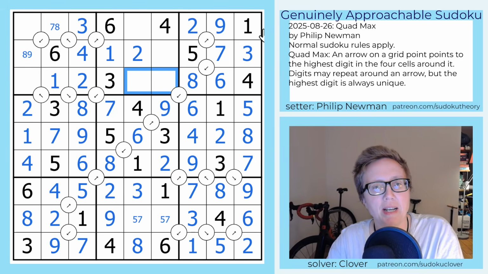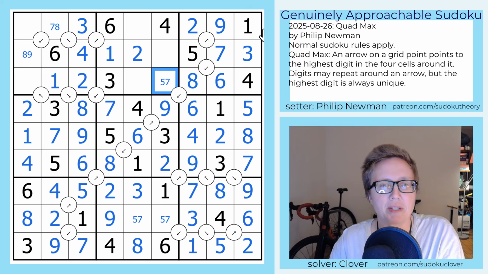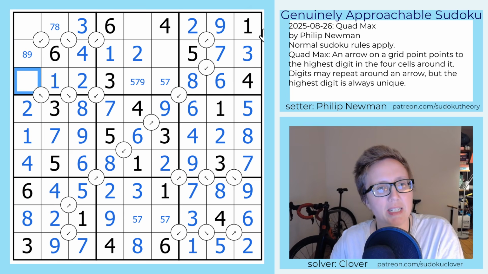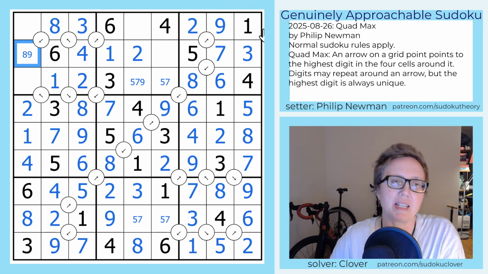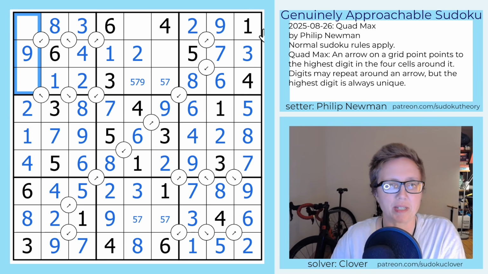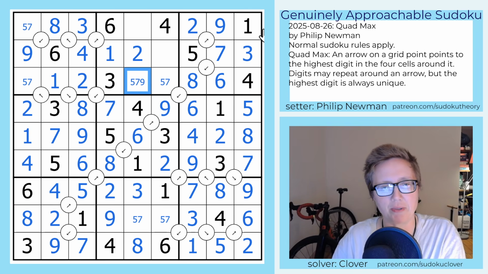These guys are going to be 5, 7, and 9. So that's either 5 or 7. That's 5, 7, or 9. That has to be an 8, making this a 9. So these are going to be 5 and 7. So now I do know that this is a 9. This is either 5 or 7, and this is an 8.